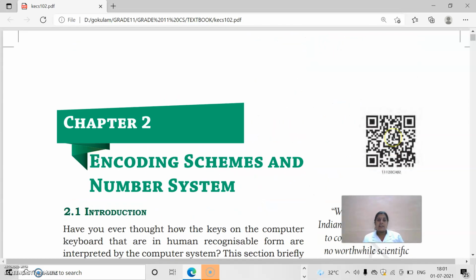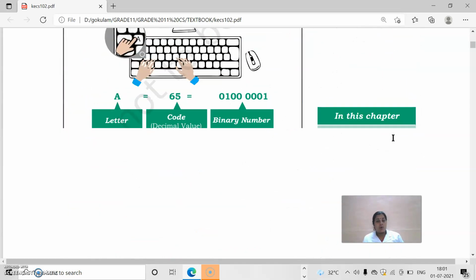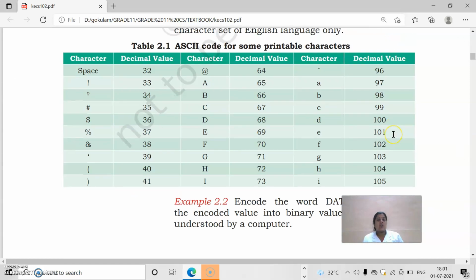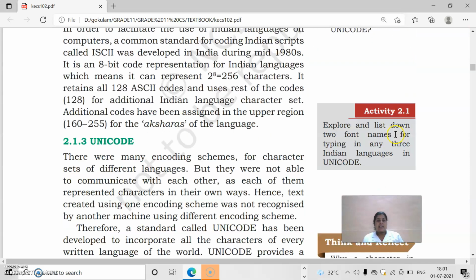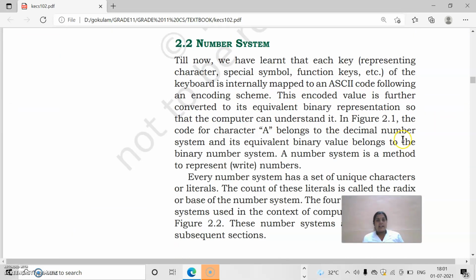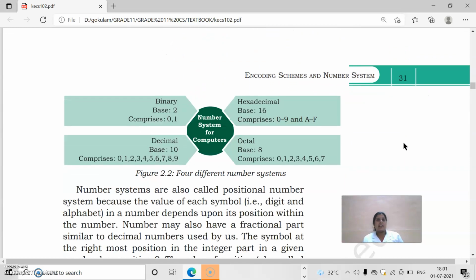In the previous class, we started chapter 2, encoding schemes, and we discussed three types of encoding. They are ASCII, ISCII and Unicode. And after that, we discussed number systems. Mainly, there are four types of number systems: binary, octal, decimal and hexadecimal.